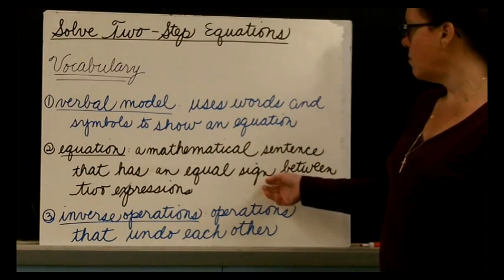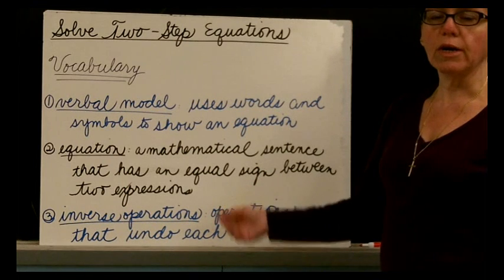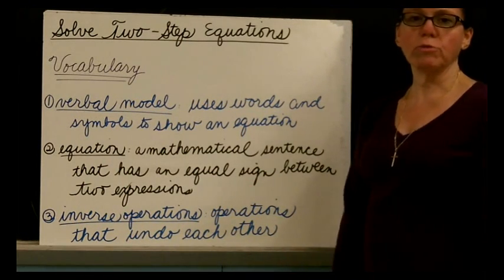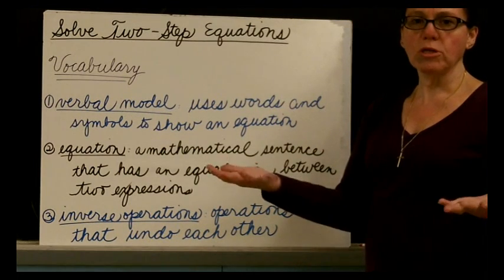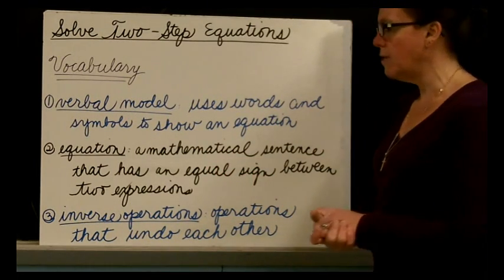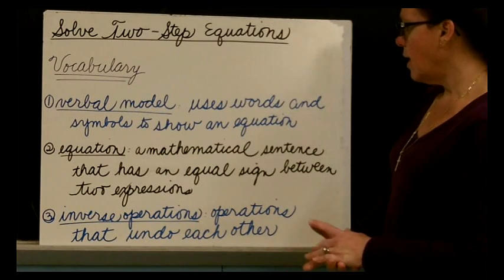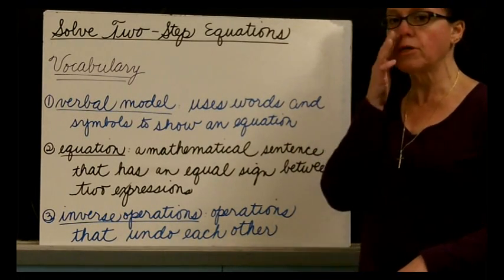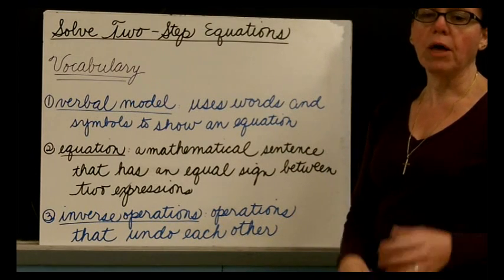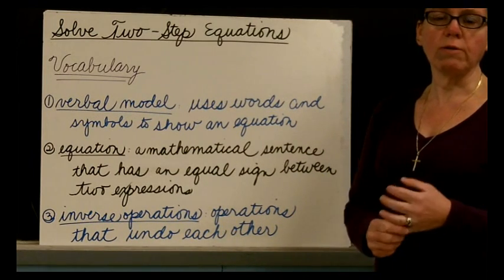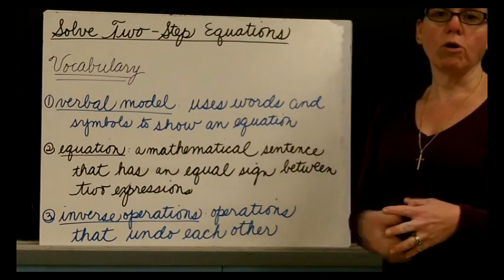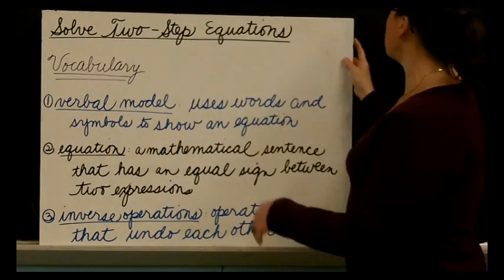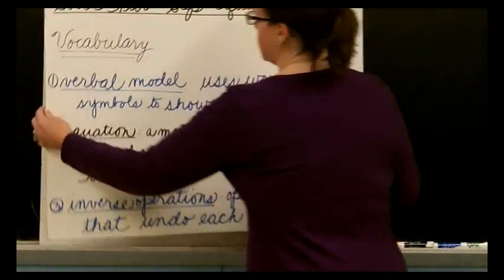Our next word is something which you hear me say all the time: equation. An equation is a mathematical sentence formed by putting two expressions on either side of an equal sign. And then third, inverse operations, which you know very well by now, are two operations that undo each other. Multiplication and division are inverse operations, so are addition and subtraction. Let's get started with the first of our 5 examples.